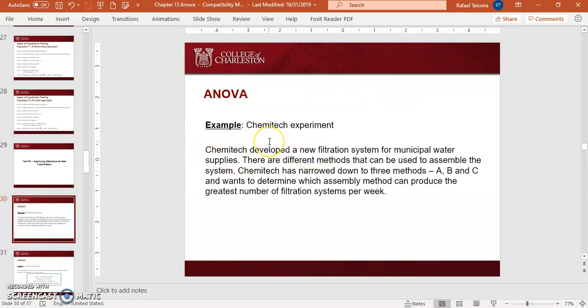Chemitech, the same problem we had in the previous video. Chemitech developed a new filtration system for municipal water supplies. There are different methods that can be used to assemble the system. Chemitech has narrowed down to 3 methods, A, B, and C, and wants to determine which assembly method can produce the greatest number of filtration systems per week. So Chemitech wants the most productive system.